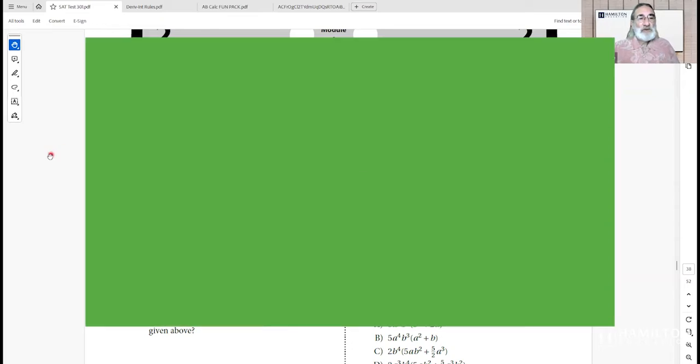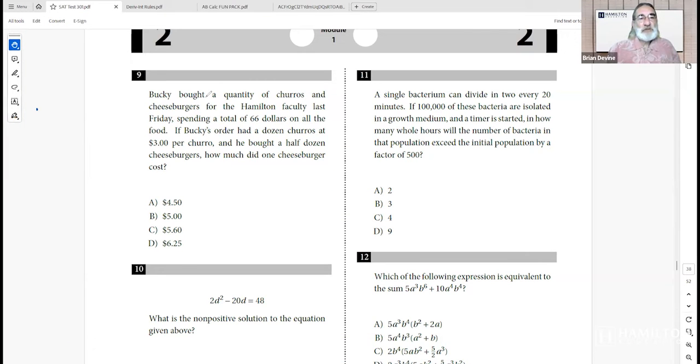C. Question 9. In question 9, Bucky bought a quantity of churros and cheeseburgers for the Hamilton faculty last Friday. And he spent a total of $66 on all the food. And if Bucky's order had a dozen churros and they cost $3 per churro, and he bought a half dozen cheeseburgers, how much did one cheeseburger cost?